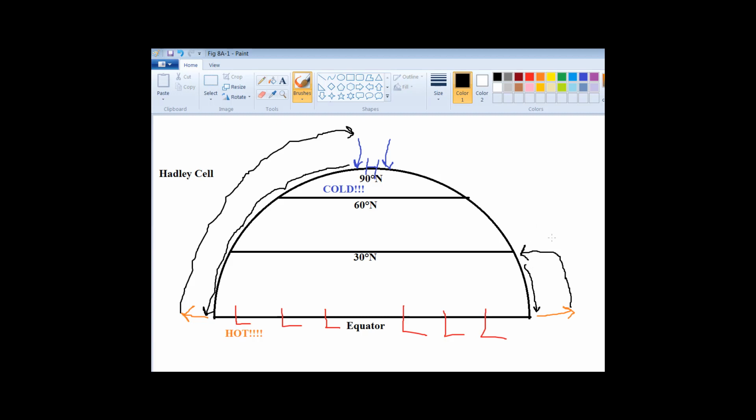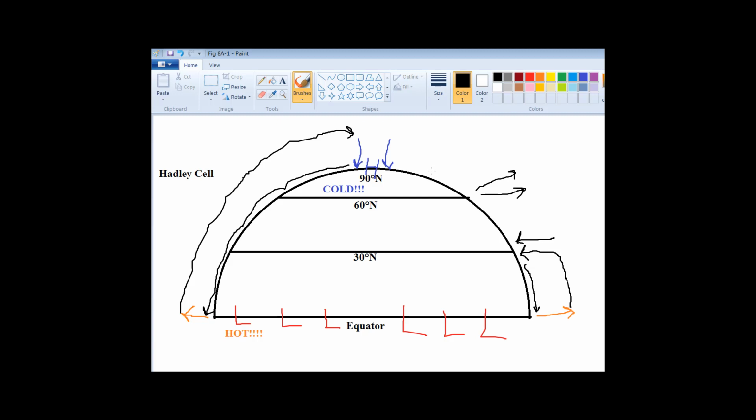The next thing I'll say is that you're going to see 2 more cells. You're going to see another cell that starts with sinking air at 30 and ends with rising air at 60. And then another cell that begins with rising air at 60 and sinking at 90. I'm not going to draw the cells for you because I want you to get a little more comfortable with this, but hopefully this first cell, and the name of this cell is also called the Hadley Cell. This cell here is called the Ferrel Cell. This cell here is called the Polar Cell.